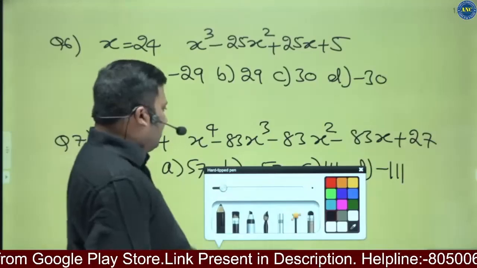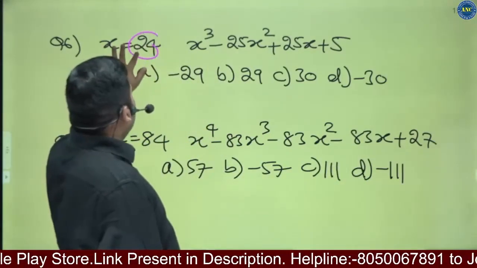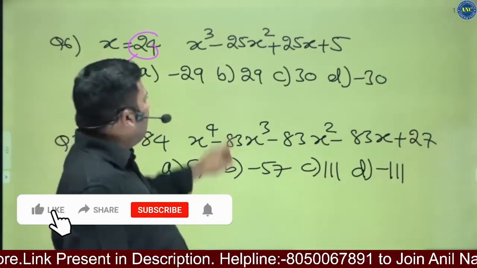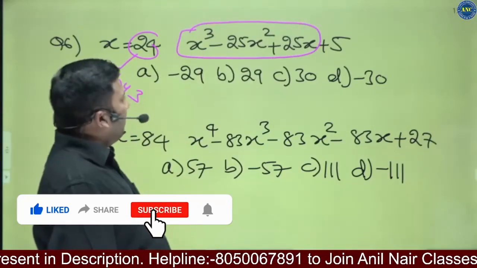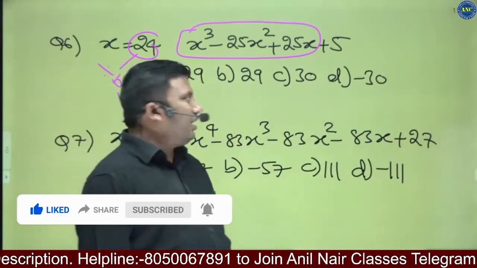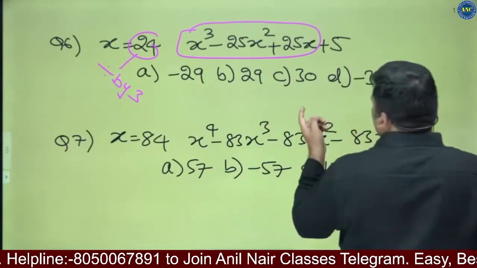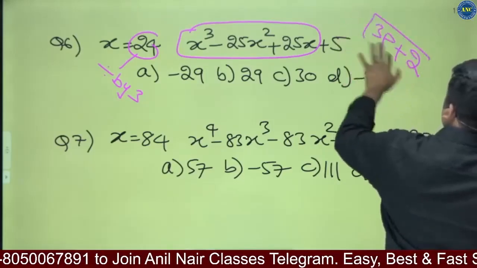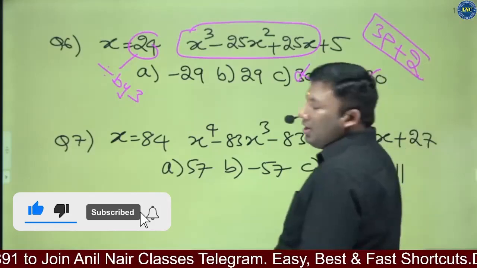The first thing is, look at the number. What is the number? 24. 24 means it is divisible by 3. Are you all with me? Wherever x is there, it is divisible by 3. 5 when divided by 3: 3 ones are 3, remainder 2. So it is 3k plus 2, 3 into something plus 2. These are not possible.